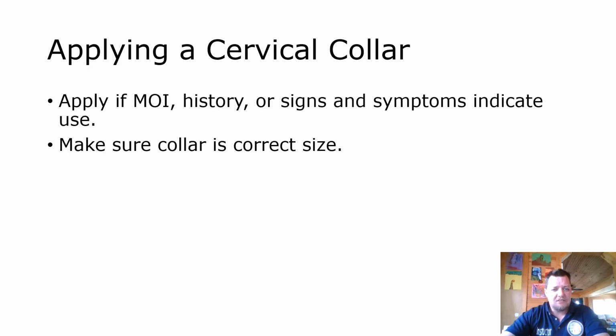Applying a C-collar. So apply a C-collar if they have a mechanism of injury for it, they have a history, or signs and symptoms indicate. So vehicle accidents and various other things, falls, significant falls would indicate a mechanism of injury.